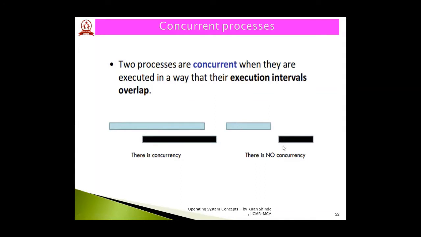But in the second image, there is no concurrency. Why? Because these two processes do not overlap with each other as far as time intervals are concerned. So there is no concurrency. With these simple images, you can understand where concurrency happens with respect to two processes and where there is no concurrency.